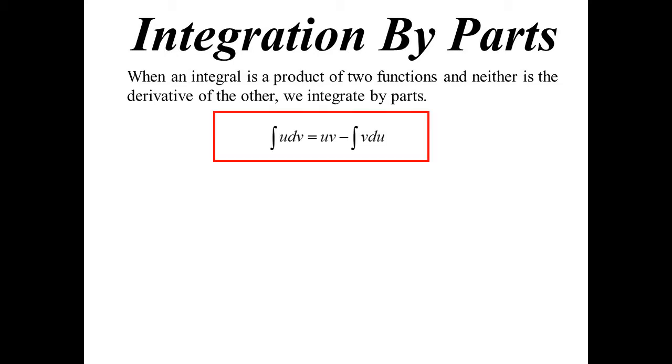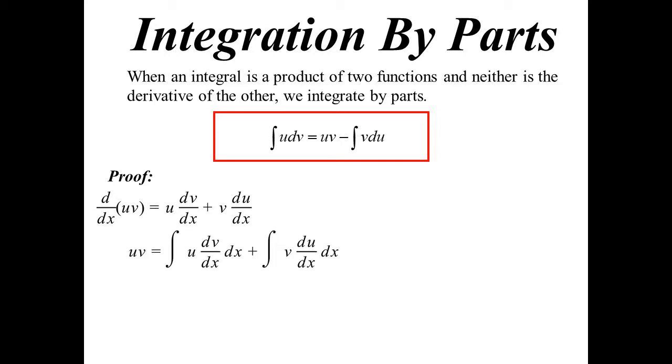Here's the formula. The integral of u dv is uv minus the integral of v du. Let me prove it to you. There's our product rule. Write down the first, diff the second, plus write down the second, diff the first. So therefore, if I differentiate uv and get the right-hand side, if I integrate, then uv must equal the integral. It's a horrible way of writing it, I hate it, but at least it proves the formula.